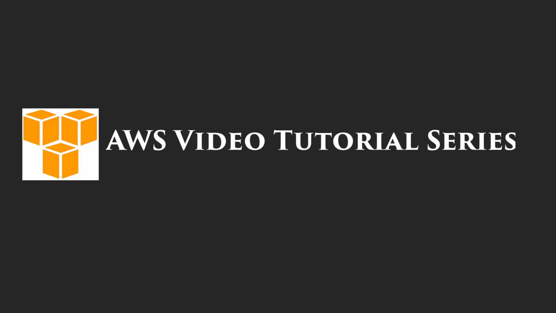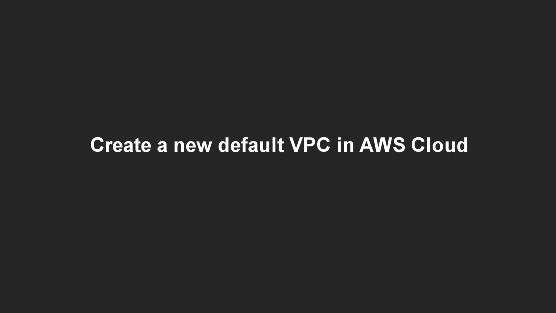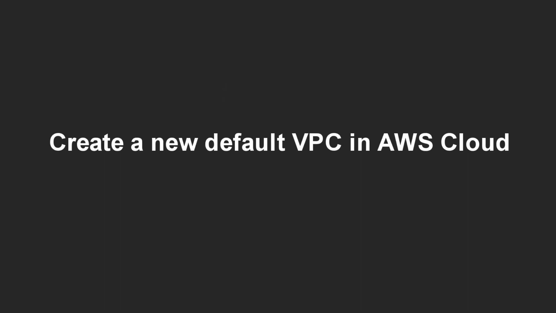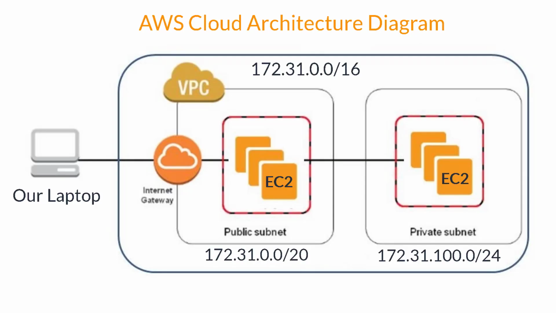In this video of the AWS tutorial series, I will show how to create a new default VPC, or virtual private cloud, in Amazon Web Services or AWS. Let me give you an overview of the video lesson in brief. We will create a default VPC, which is a virtual data center in the AWS cloud. The VPC houses all the resources of an organization, including the networking devices, hosts, nodes, subnets, services, and so on.